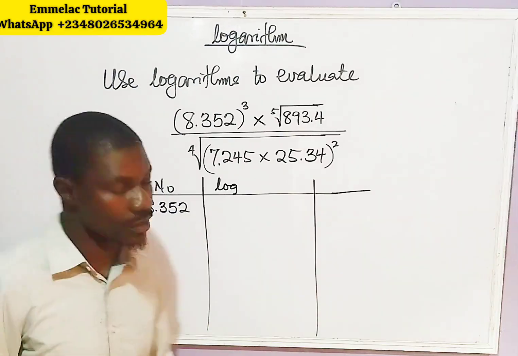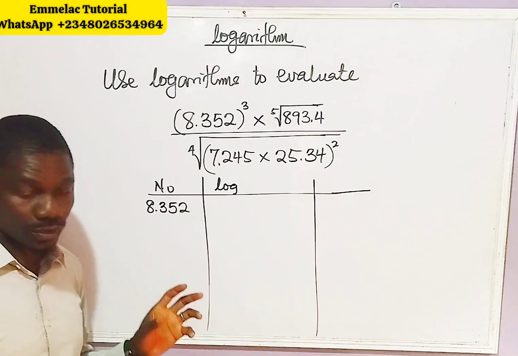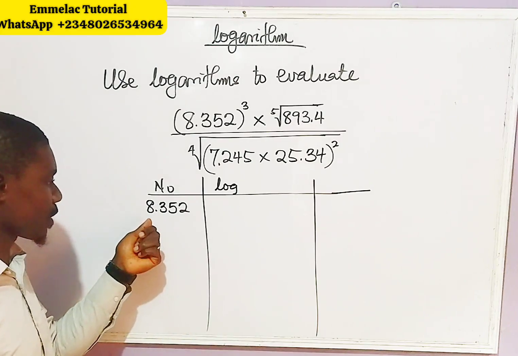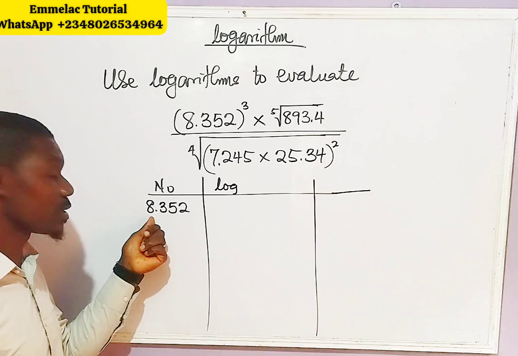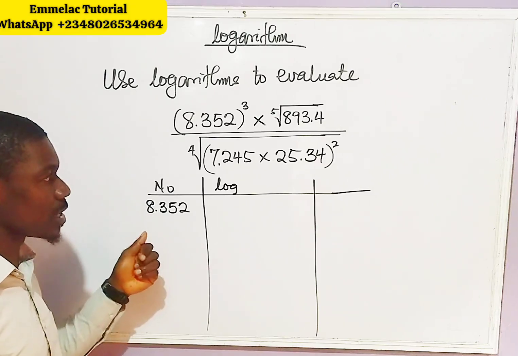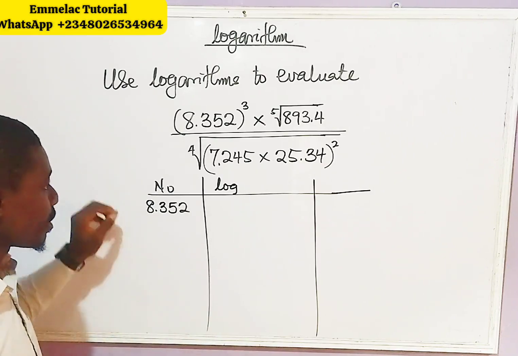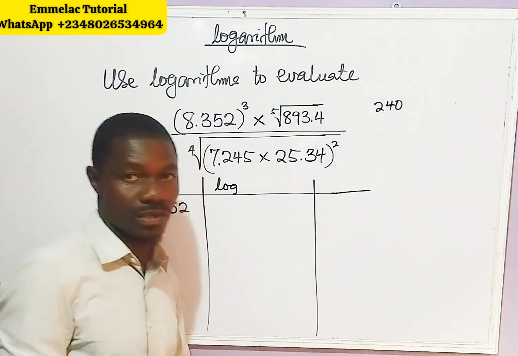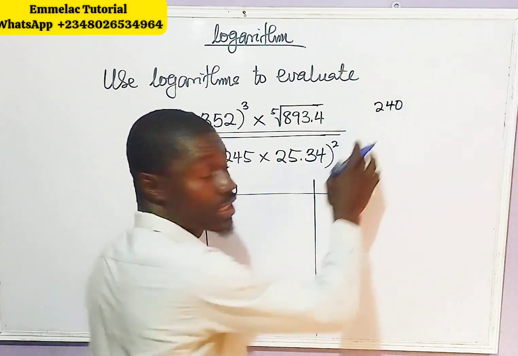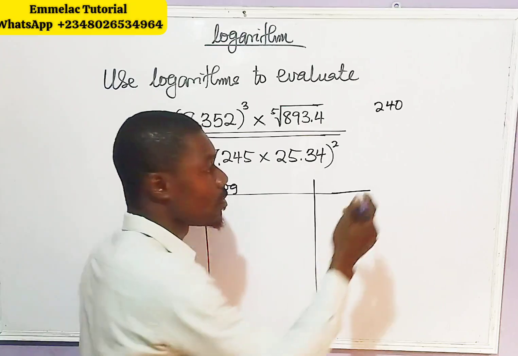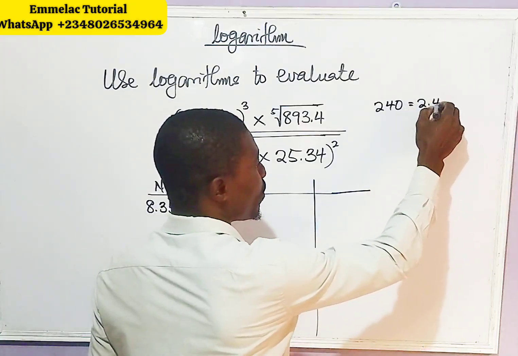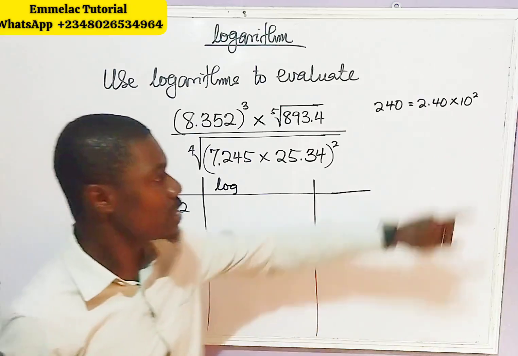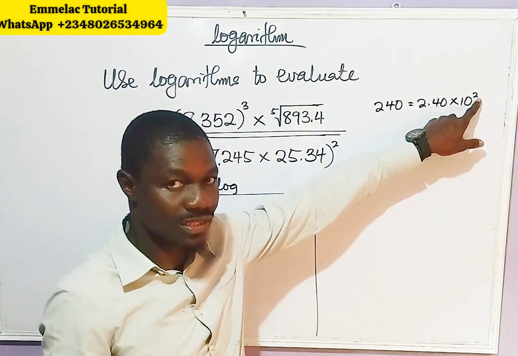Here we have 8.352. So for this number, the first thing is for us to identify the characteristic. Now the characteristic here is the number of digits before the decimal. To explain it better, if we have, let's say, 240, changing this number to standard form will give us 2.40 times 10 to the power of 2. So this 2 here becomes the characteristic.